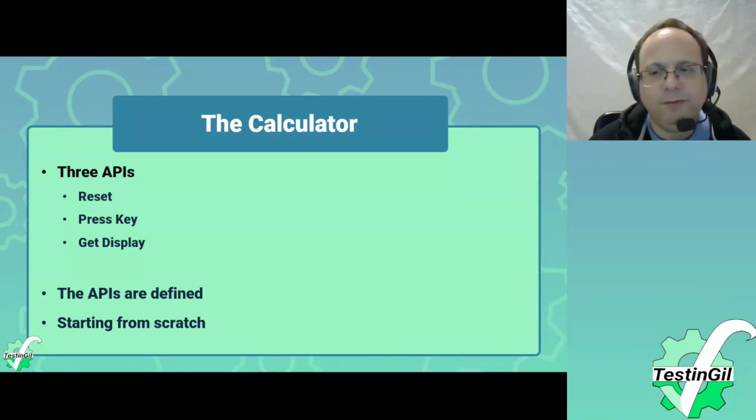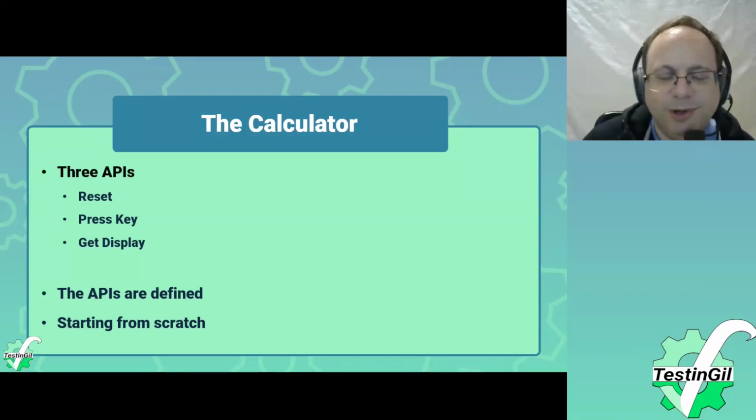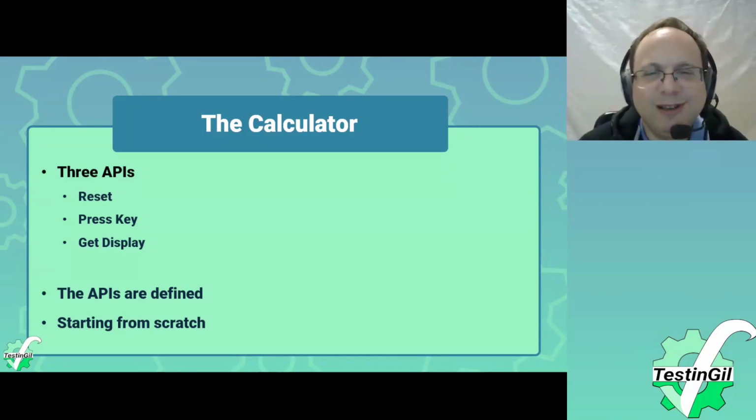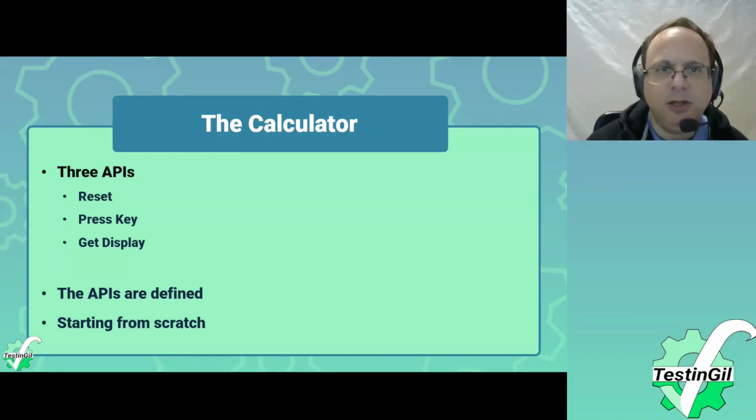Now, there are a couple of assumptions that I'm going with here because I'm the product manager, the developer, and the tester, which allows me great flexibility in deciding things. So the first thing that I decided is that the APIs are already defined. And this may or may not be the case in your implementation.